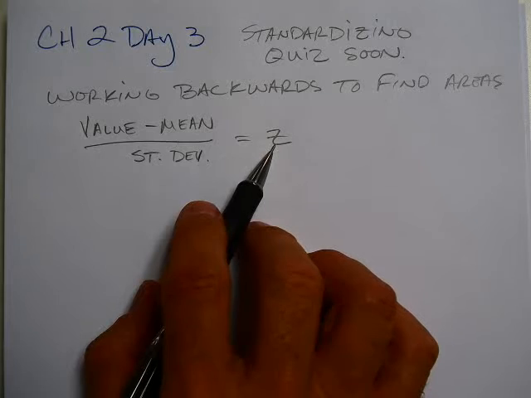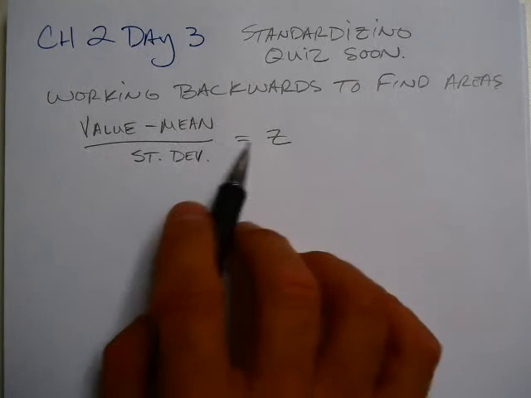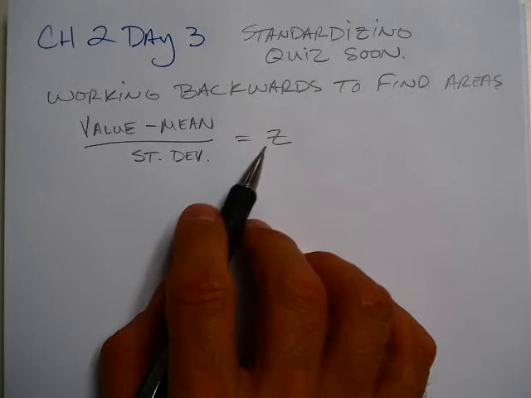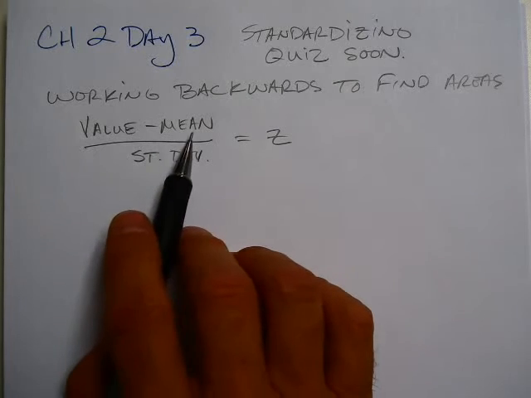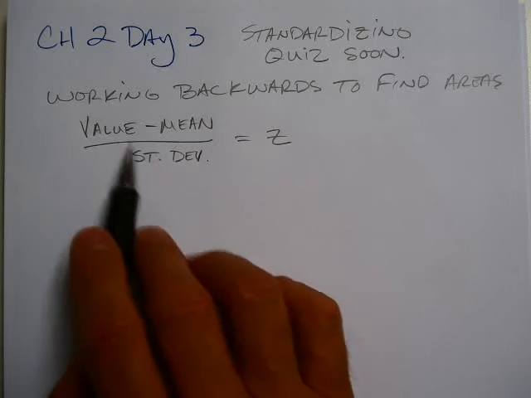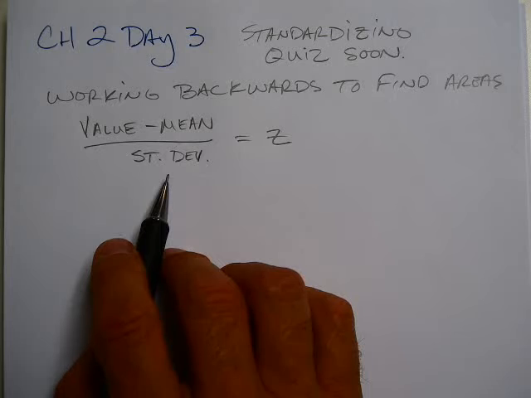So oftentimes we're finding z. We have these three things and we just do the simple math to find z. But what if the mean is what we're looking for, the value, or even the standard deviation? Then it becomes a fairly simple algebra problem to solve.